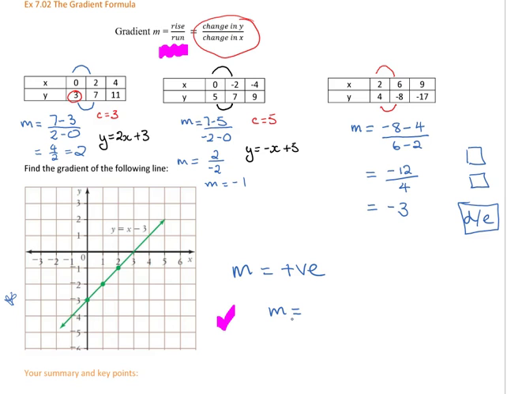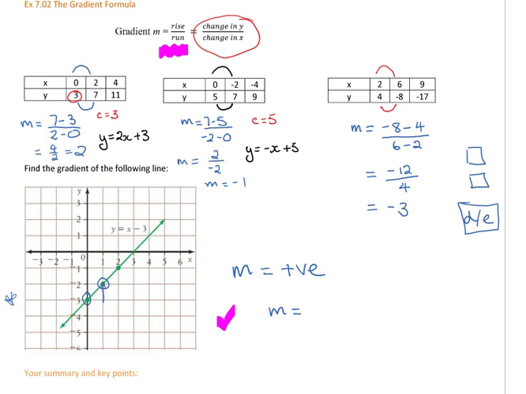So another thing that we have to identify on our graph are 2 points. We can choose any 2 points. This is always a good point to choose. It's very easy to identify the coordinates of that point. And let's just go to the very next one, which is here.